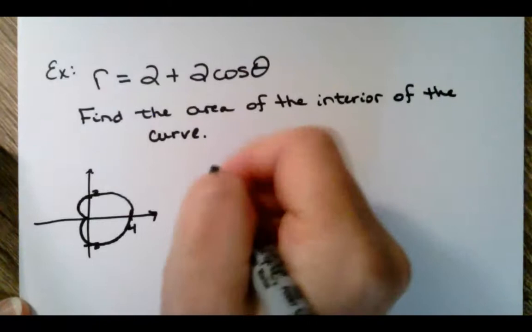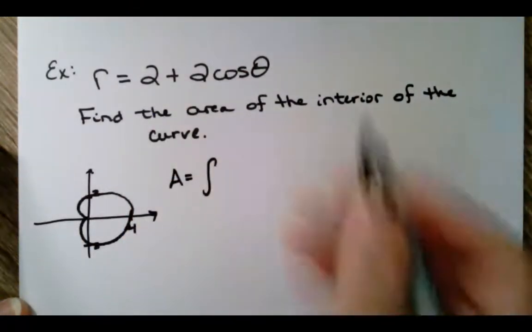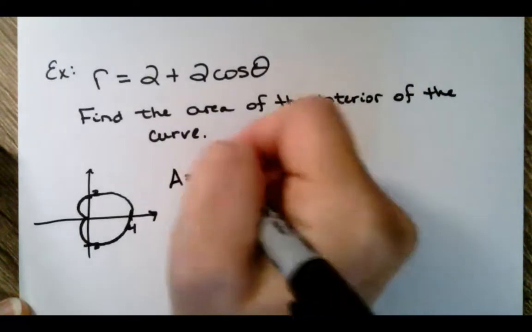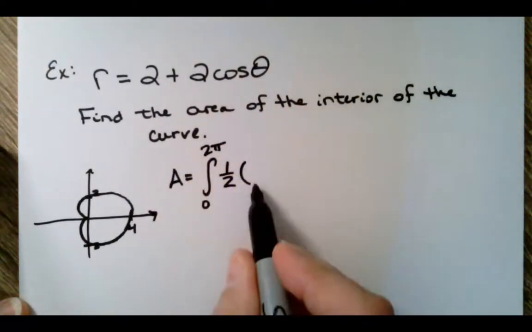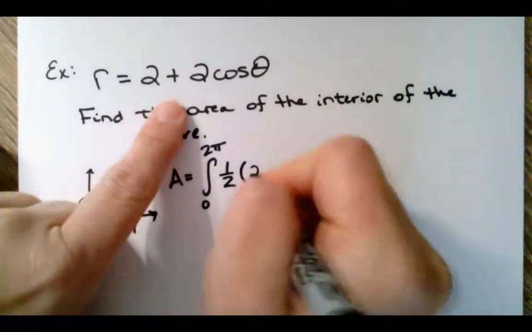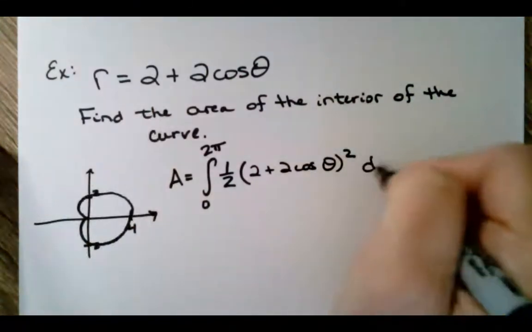And so to find the area, it's going to be equal to the integral from 0 to 2 pi of 1/2 r squared, and this is my r, (2 plus 2 cosine theta) squared d theta.